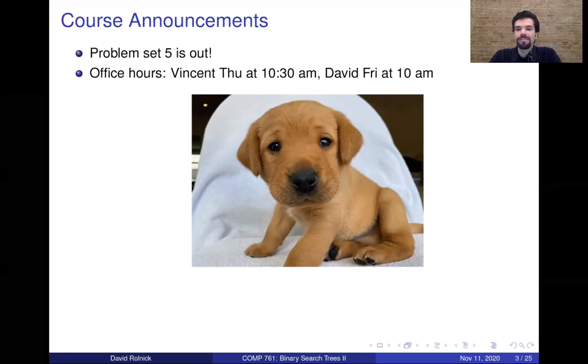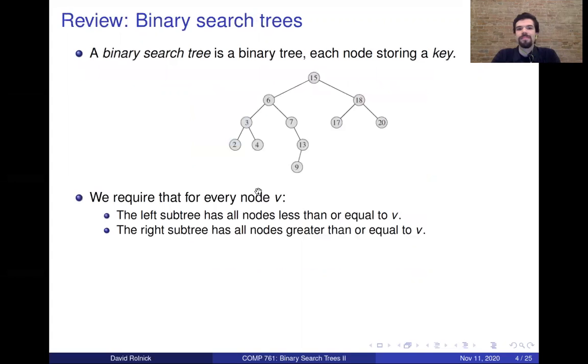Okay, let's get started. So remember that a binary search tree from last time is a binary tree where every node is storing a key, and we require that for every node, the left subtree, so for 6, for example, is all the nodes with keys less than or equal to v, and the right subtree is all nodes with keys greater than or equal to v here.